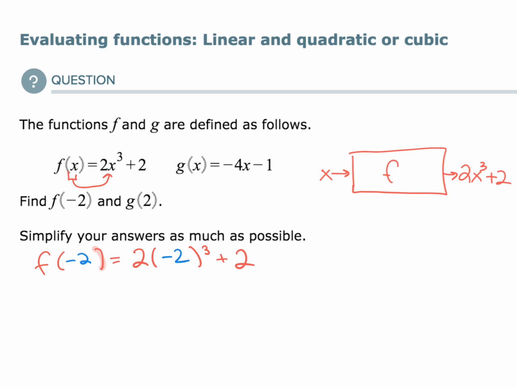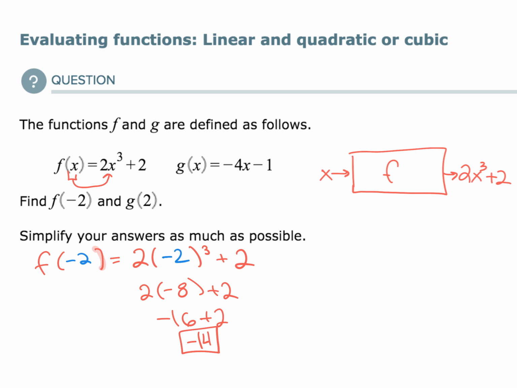Okay, so now negative 2 cubed is going to be negative 8, right? You have a negative, you raise it to an odd power, it's still negative. So this is 2 times negative 8 plus 2. 2 times negative 8 is negative 16, plus 2. So this is going to be negative 14.